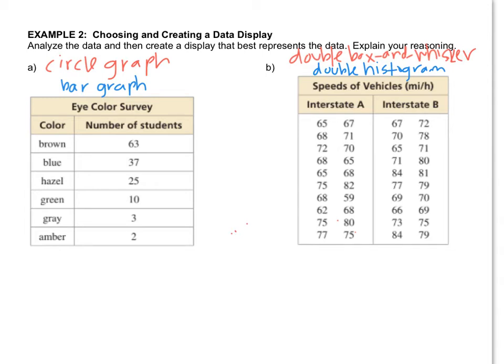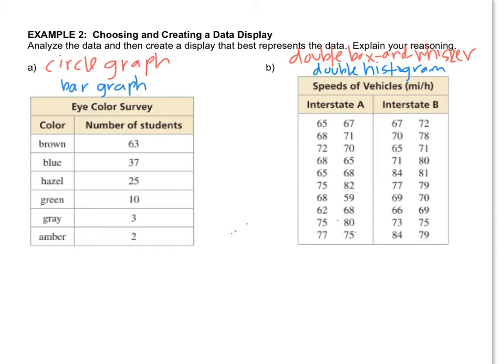A histogram is used for intervals of data, so here's a good point. A histogram is used for quantitative data, and a bar graph is used for qualitative data. You would not use them for each other. A bar graph is very specifically for categories, and a histogram is very specific for numerical ranges.